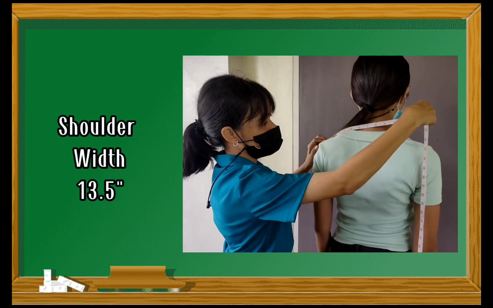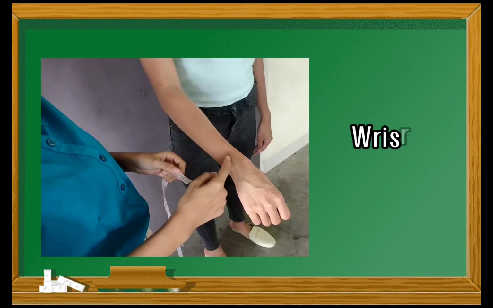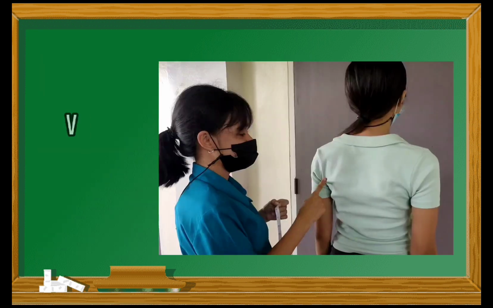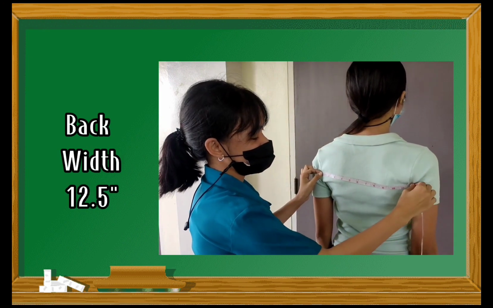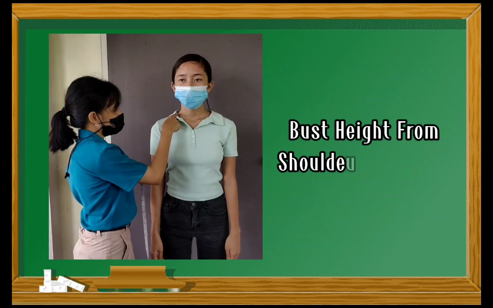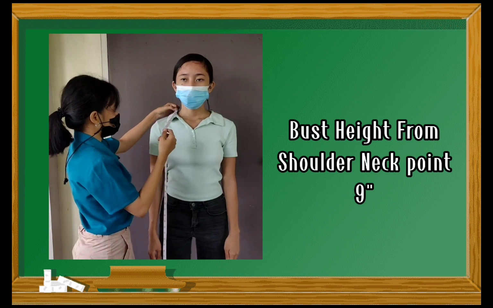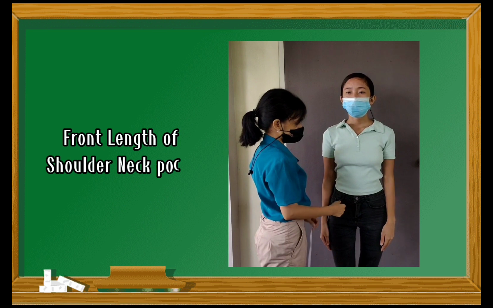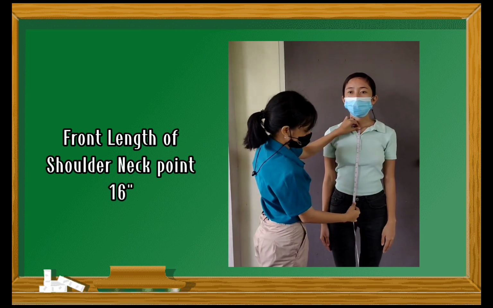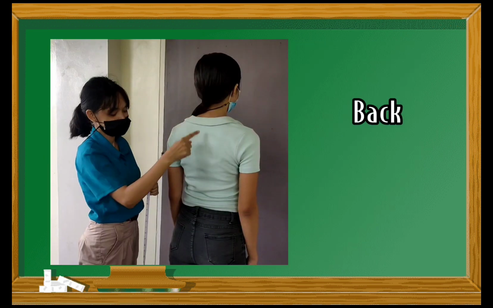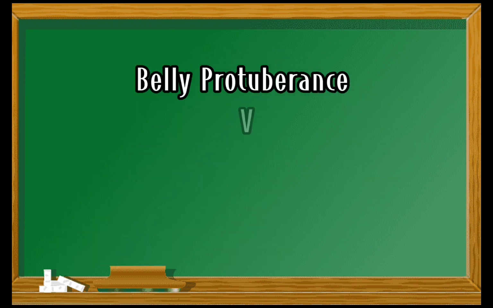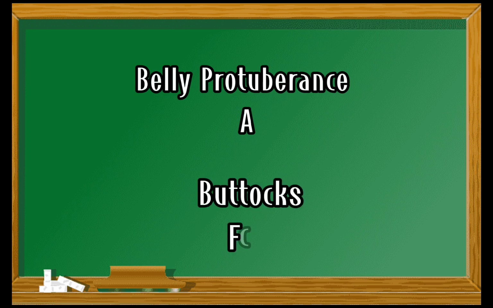Shoulder width 13.5 inches. Wrist circumference 7 inches. Back width 12.5 inches. Bust height from shoulder neck point 9 inches. Front length of shoulder neck point 16 inches. Back length 17 inches. For belly protuberance, letter A. For buttocks, flat.